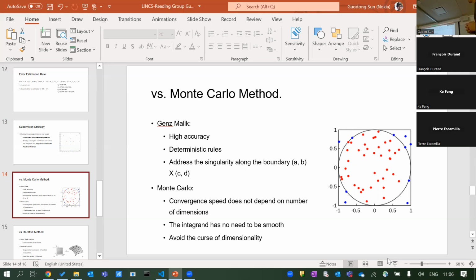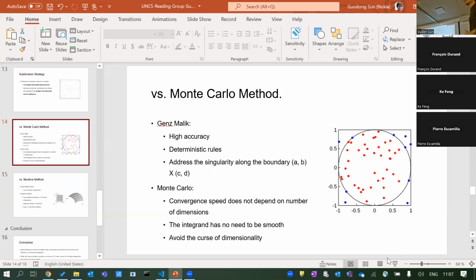Compared with the Monte Carlo method, I think the Genz-Malik method is more accurate and based on deterministic rules. In particular, in my case, it can address the singularity along the boundaries. You can define the behavior, how you approach your singular points. But Monte Carlo can hardly do it.